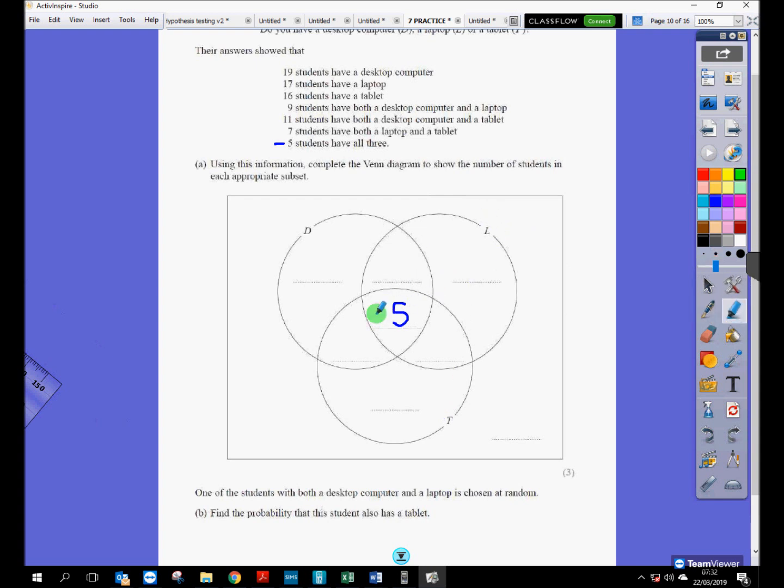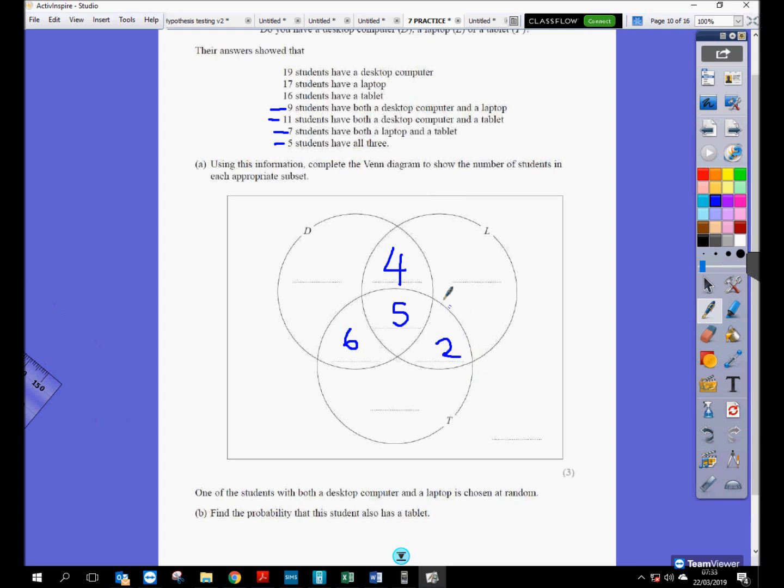The overlap between laptop and tablet is here. That's laptop and tablet. It's where the L and T circle overlap. So in this green section, it should add up to make 7. But as you can see, there's a 5 already in there, so this has to be 2. Desktop and tablet, that's this section here. That has to add up to 11. So currently there's 5 in there, so this must be 6. And then 9 have desktop and laptop, that's this bit here. So currently there's 5 in there, so that has to be 4.